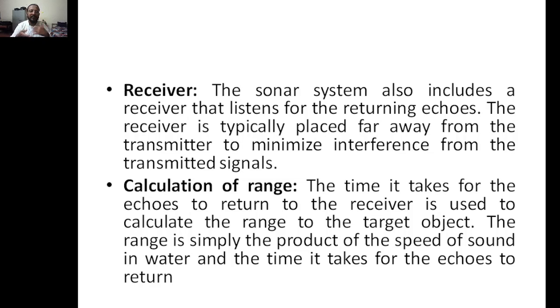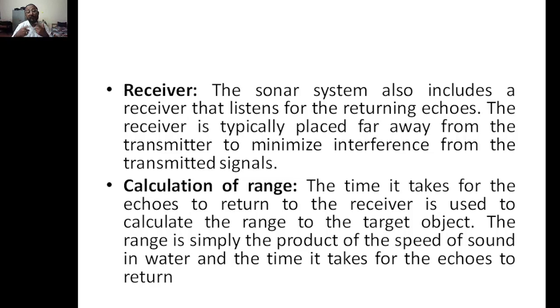Receiver. Now what will the receiver do? Whatever echoes are coming, it will receive. The receiver is typically placed far away from the transmitter. Why? To minimize interference from the transmitted signal. There should not be overlap between the transmitted and received signal. That's why it should be kept far.